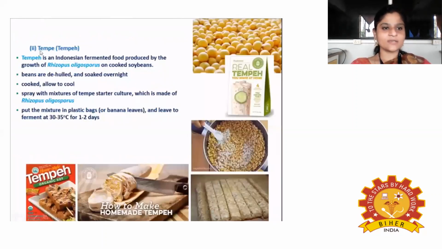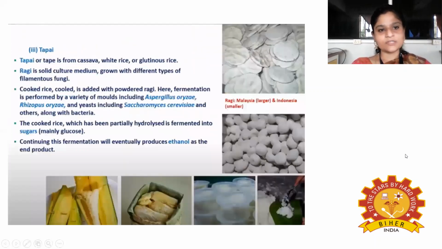Okay, so this is one example, and the other example is tempe. This is an Indonesian fermented food. I've just given the pictures of tempe. Growth of Rhizopus on cooked soybeans. On cooked soybeans, they are just going to inoculate with this Rhizopus, and the bean is dehulled and soaked overnight, and it is cooked and allowed to cool, and then this culture is added to it. You can see the package here, the packed tempeh product there. So this is also one good example for solid state fermentation.